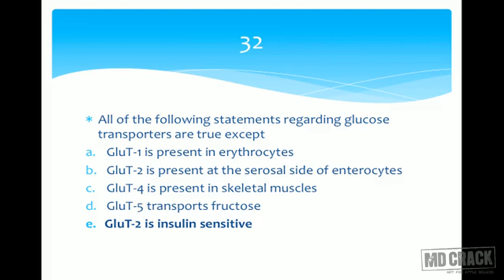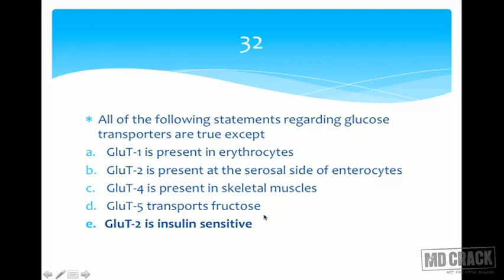What about the other choices? GLUT1, is it present in erythrocytes? Yes, it is present in RBCs. GLUT2 is present in the serosal cells of the enterocyte. Yes, it is just a facilitated transport which is required for the absorption of glucose. GLUT4 in skeletal muscles. Yes, this is the one which is insulin sensitive and gets translocated to the plasma membrane upon stimuli. So it is present in skeletal muscle.